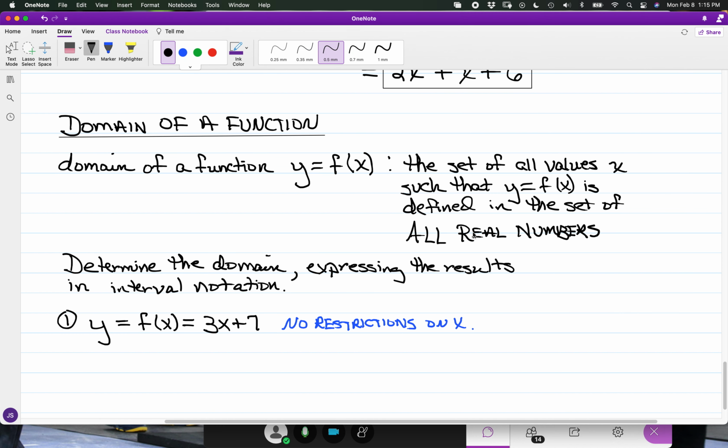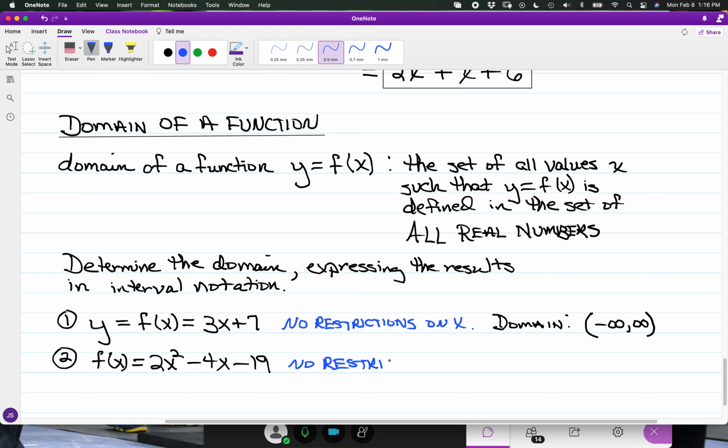And let's say I have a function f of x is equal to, let's say, 2x squared minus 4x minus 19. Again, we have a bit of history to repeat. Okay, we don't have any fraction, we don't have any radical. So you have no restrictions on x. So once again, the domain is going to be the set of all real numbers.